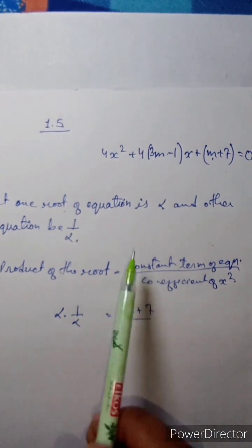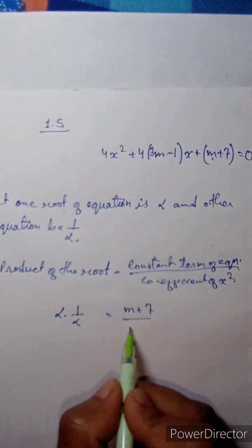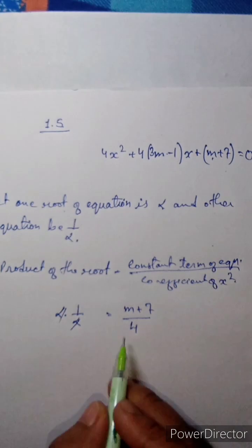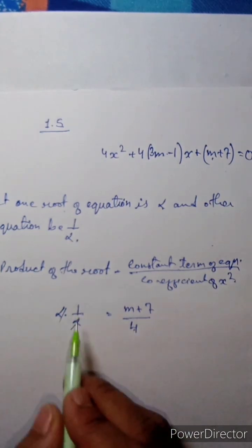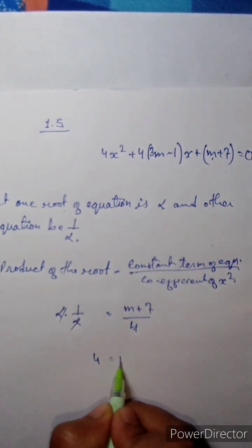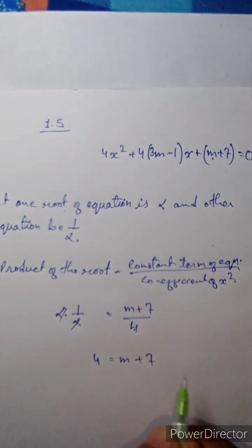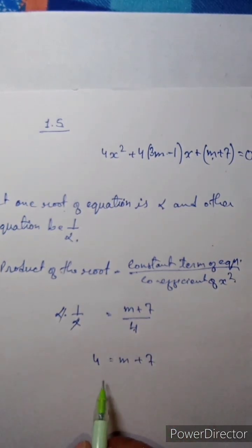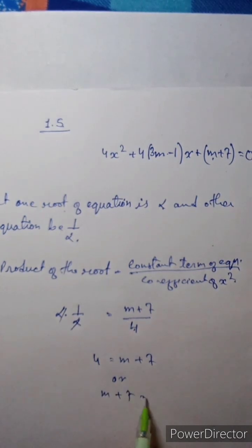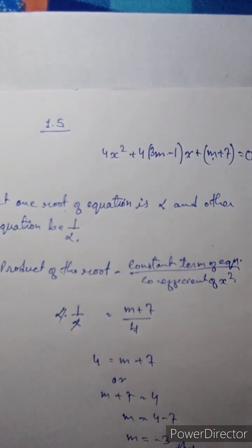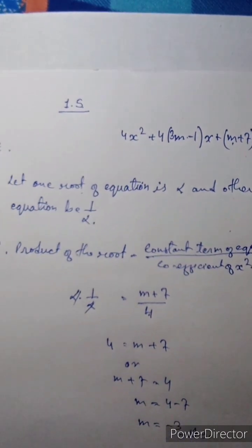divided by the coefficient of x square. What is the coefficient? Here the coefficient is 4. So alpha cancels out and 1 equals (m plus 7) divided by 4. So m plus 7 is equal to 4, where m is equal to 4 minus 7. So m is equal to minus 3 is your answer. Hope you have understood this.